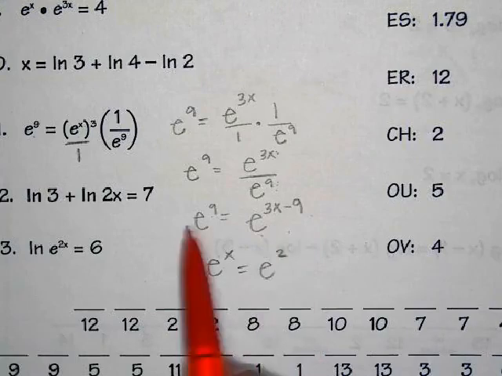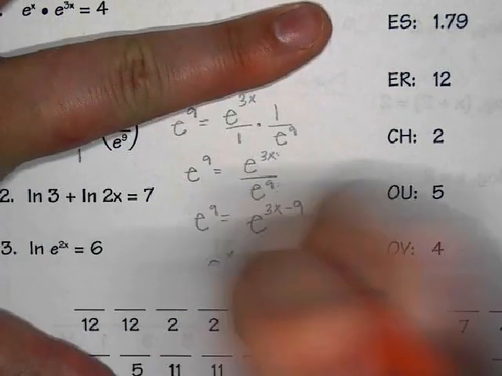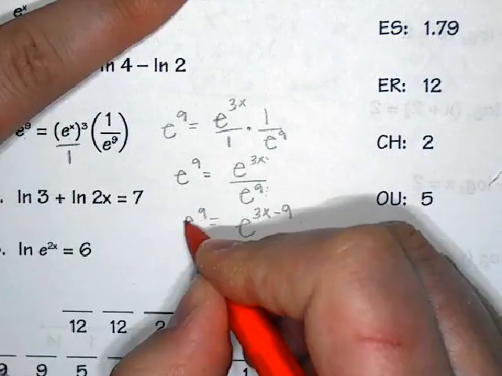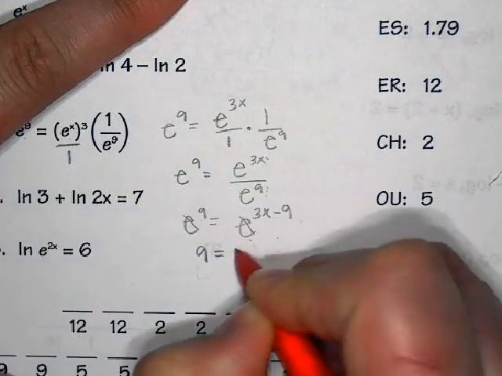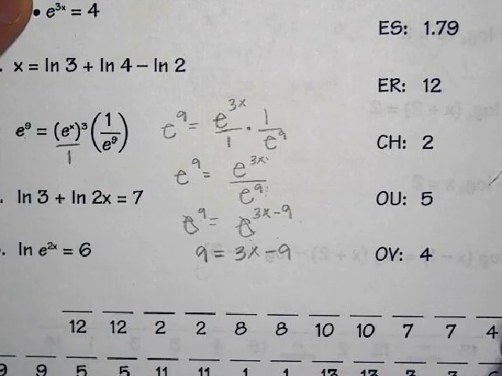Okay, so at this point we go, the e's are not helpful. We don't need them anymore. So now I'm going to ignore that the e's are there, and I'm going to say 9 equals 3x minus 9. And now I'm solving a really simple equation.